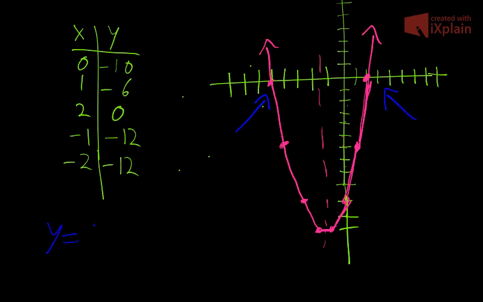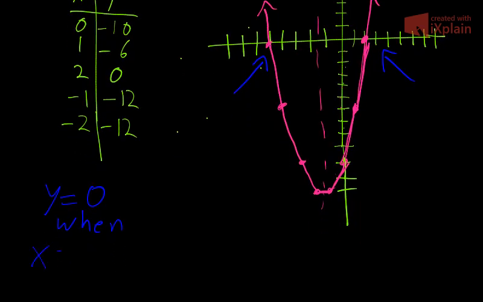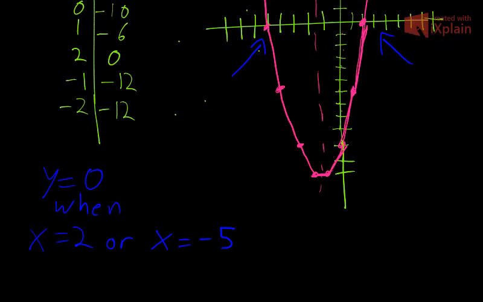So y equals 0 when, and then we want to figure out what x is. So here x is 2, and over here I have x equals -1, 2, 3, 4, 5. So I have x equals 2 or x equals -5. And that's how I would solve this using graphing. Just graph it, make sure we're using our line of symmetry because it makes our life a lot easier. And then find the zeros. And just like that, we're done.